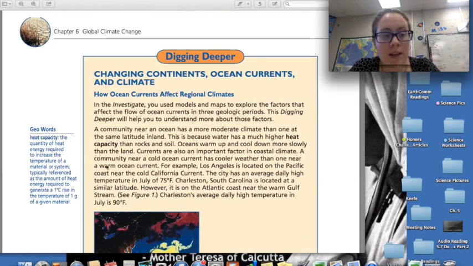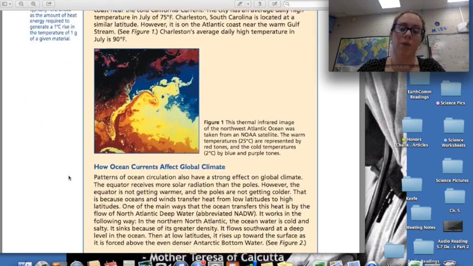Let's read on. Oh, and heat capacity. So it will take water longer to heat up and longer to cool down. And we see this during the summer and during the winter when it takes so long to warm up, takes so long to cool down during the winter. And then sand and land heats up much faster, so this is Bangor, and cools down much faster as well.